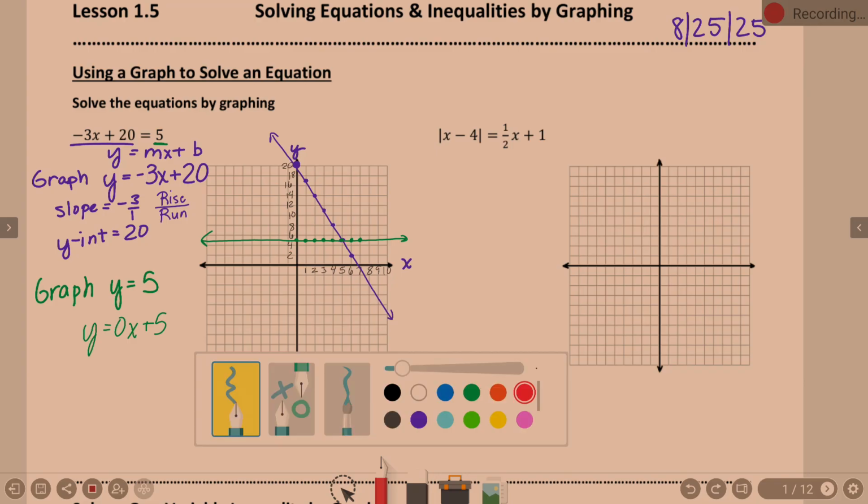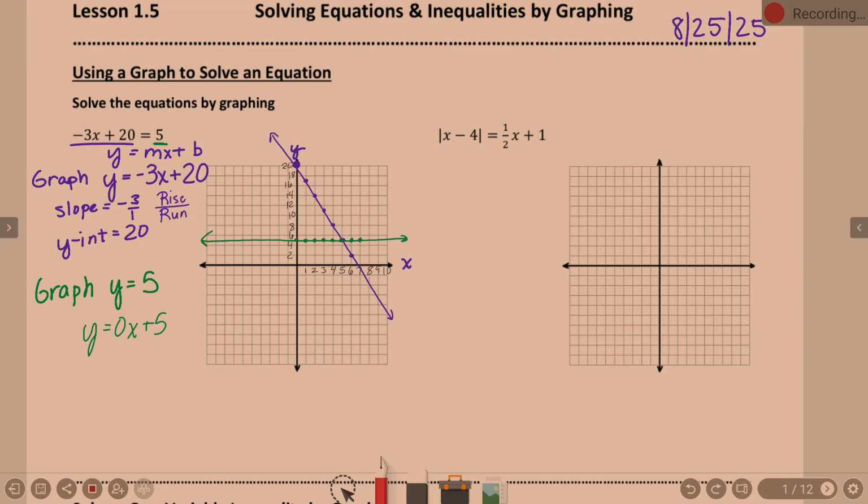Thoughts about what my answer is? What's important to notice on this graph here? What are you saying, Jackson? They cross. Okay, they cross, yes? That intersection point is important. What is that intersection point? That is the ordered pair what? 5, 5.